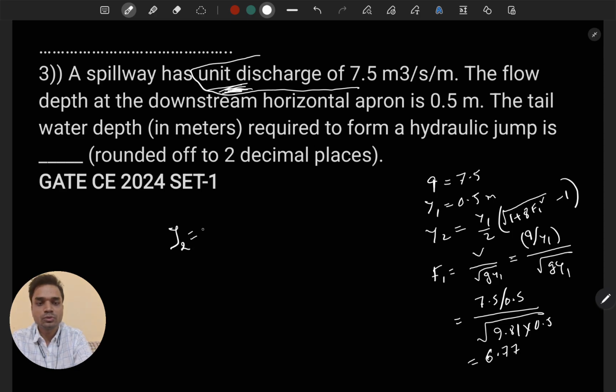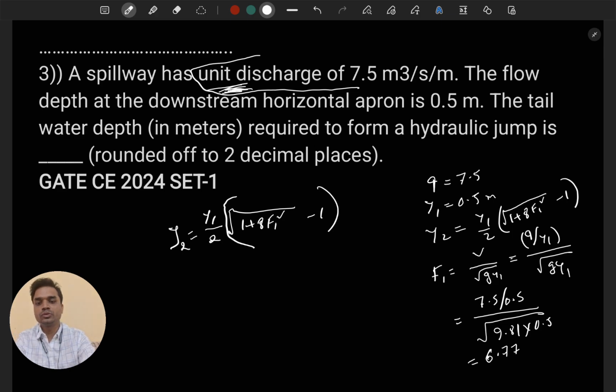Now you just put the value in this equation. Y2 is equal to y1 by 2 into root under 1 plus 8 F1 square minus 1. You know y1. Now everything is given to you. Just put the value. y1 is given 0.5, then 8 F1 is 6.7.